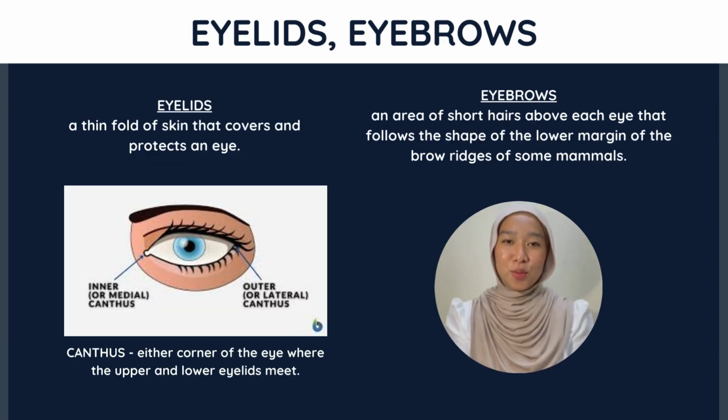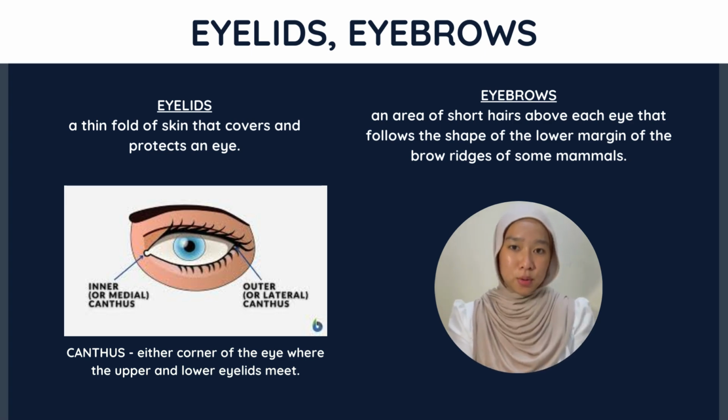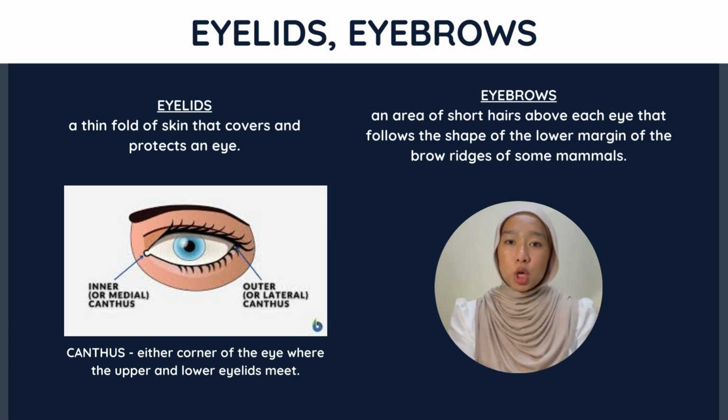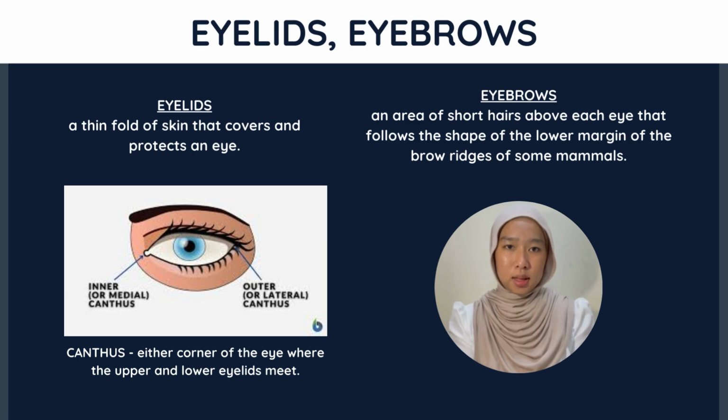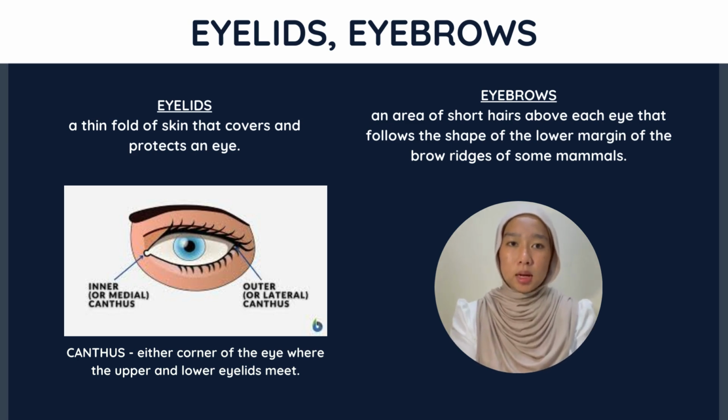So next, we move to the eyelids and eyebrows. So what are eyelids? Eyelids are thin folds of skin that cover and protect the eye. Eyebrows are an area of short hairs above each eye that follows the shape of the lower margin of the brow ridges of some mammals. So what is the canthus? The canthus is either corner of the eye where the upper and lower eyelids meet.